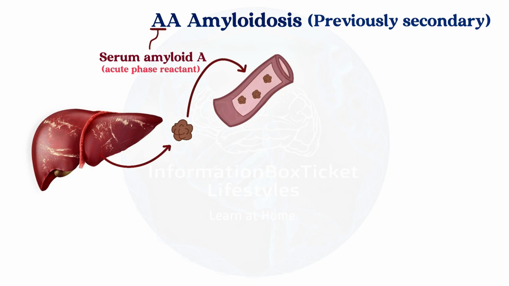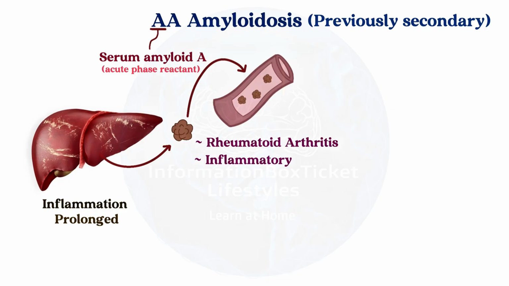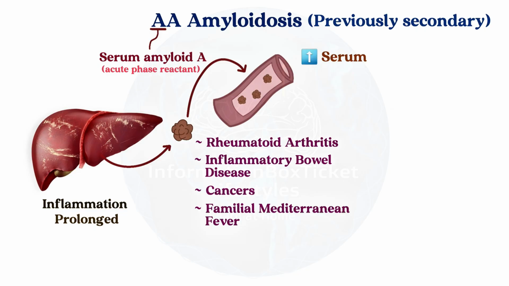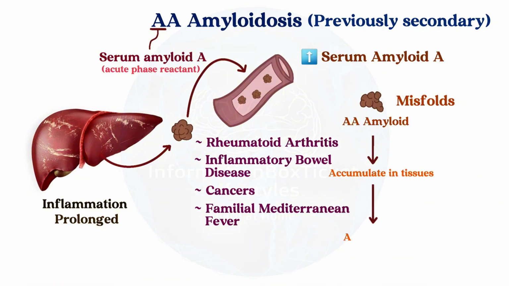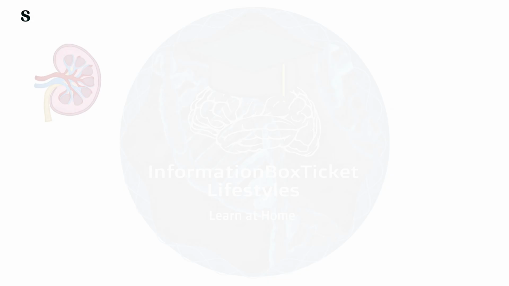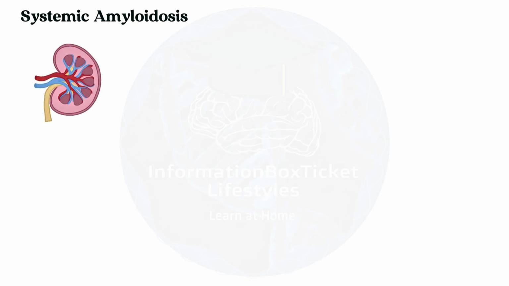However, when inflammation persists for a prolonged period, such as in rheumatoid arthritis, inflammatory bowel disease, various cancers, or hereditary immune disorders like familial Mediterranean fever, large amounts of serum amyloid A circulate in the blood. A small fraction of this serum amyloid A then spontaneously misfolds into amyloid proteins, which accumulate in tissues and result in amyloidosis. In systemic amyloidosis, amyloid proteins deposit in multiple organs throughout the body.